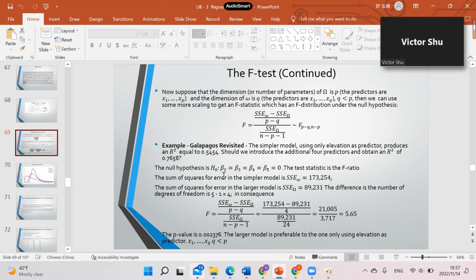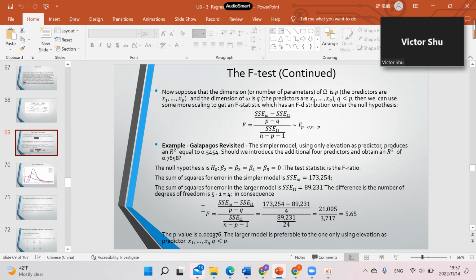The null hypothesis, remember, is that I'm going to use the 1 predictor model over the 5 predictor model, and that means all the remaining 4 predictors actually equal 0. They are not helpful in predicting my y value. So my null hypothesis in technical terms is beta 2 equals beta 3 equals beta 4 equals beta 5 equals 0. The remaining 4 predictors are not useful. That's my null hypothesis. However, in this case, I find an F value which is relatively large.